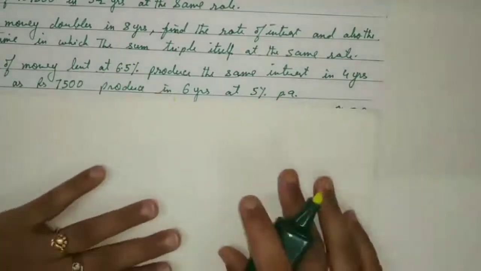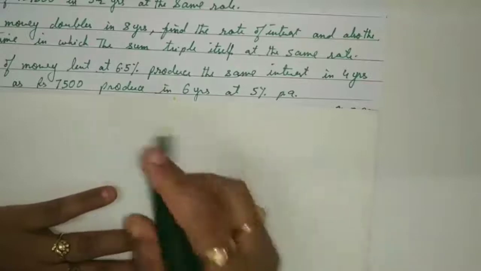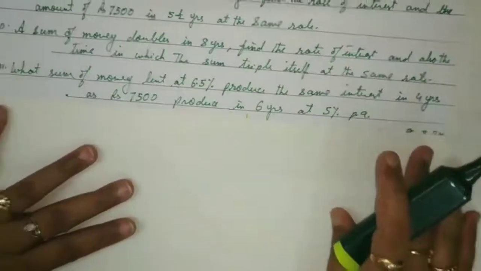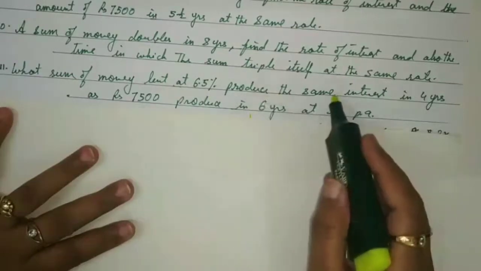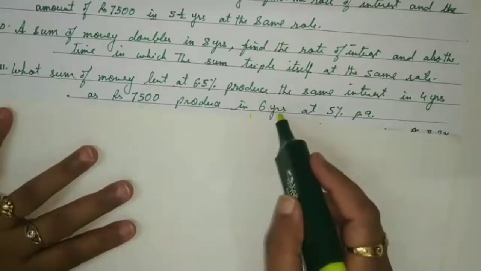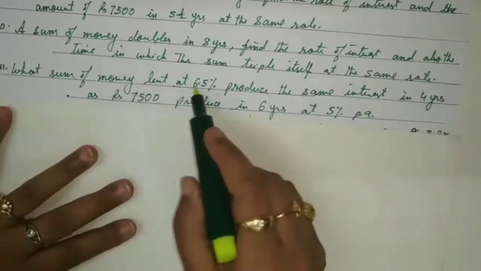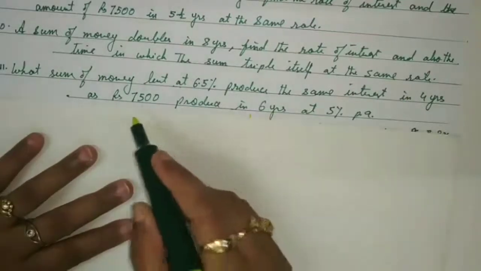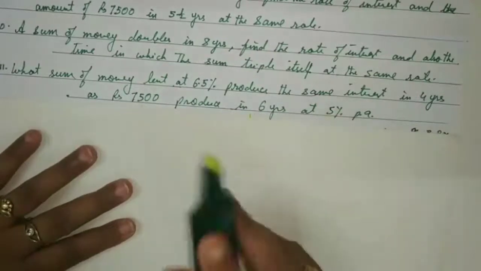One more question that I have taken here and is solved in the other part because it was running short of space. Right. So here the question says, what sum of money lent at 6.5% produce the same interest in 4 years as rupees 7,500 produces in 6 years at 5% per annum? So let me explain. Here a particular money at 6.5% for 4 years gives you some interest. That same interest is given by 7,500 principal, 6 years and 5%. So you have to find out the money.